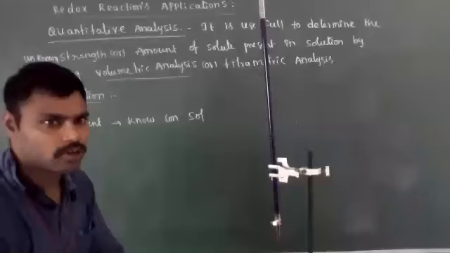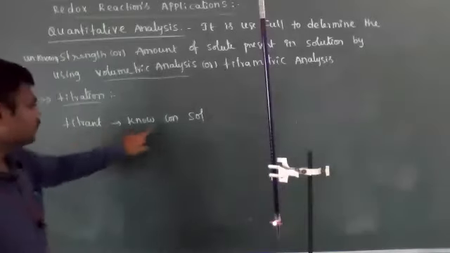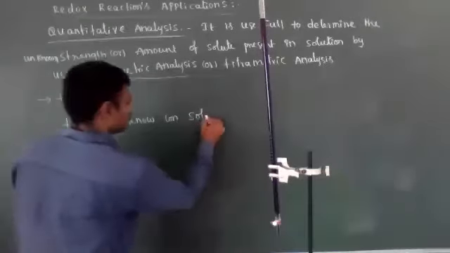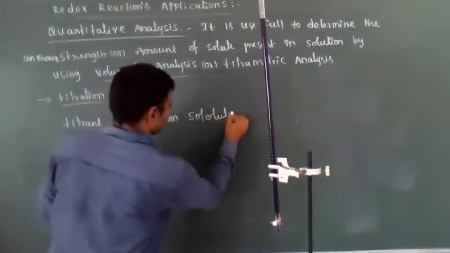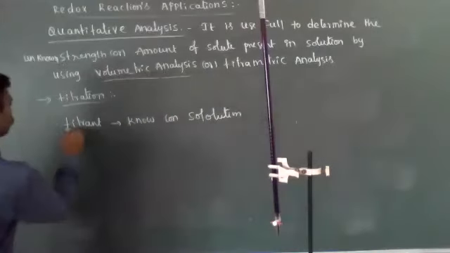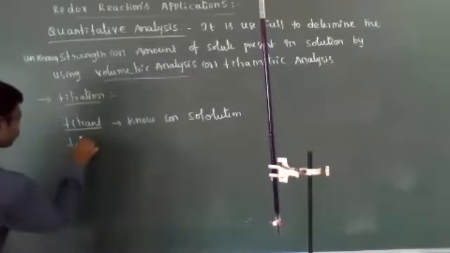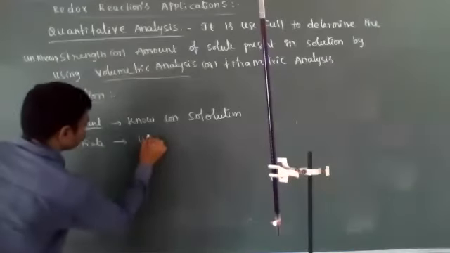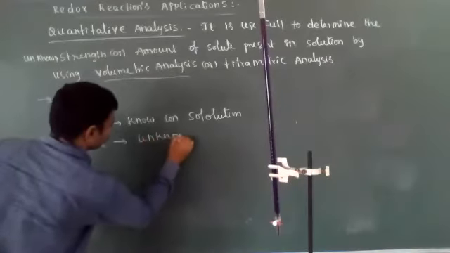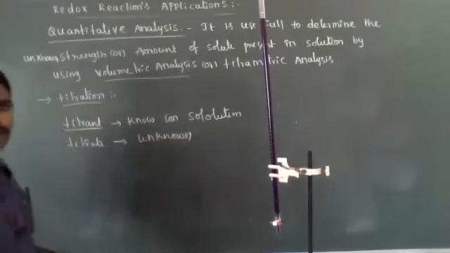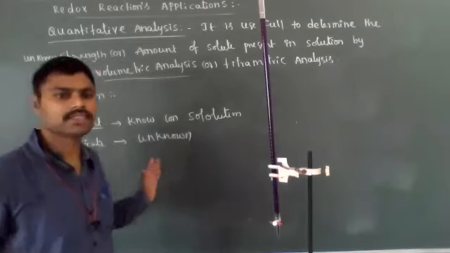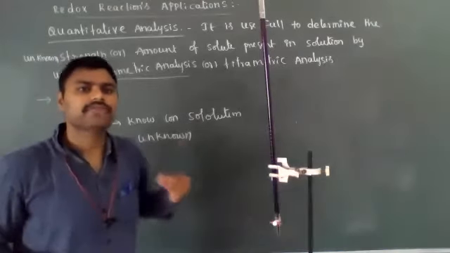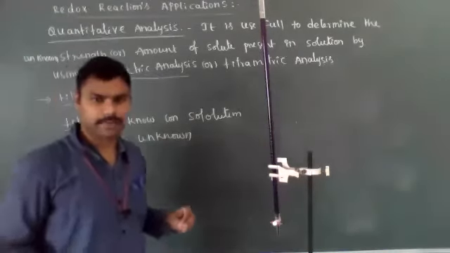In the titration process, the titrant is the known concentration solution. The titrate is the unknown concentration solution. The strength of the unknown concentration solution we need to find out by using this experiment.